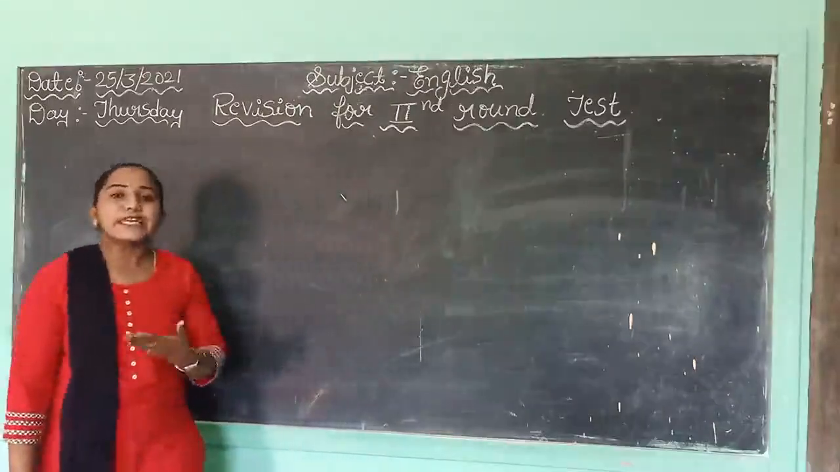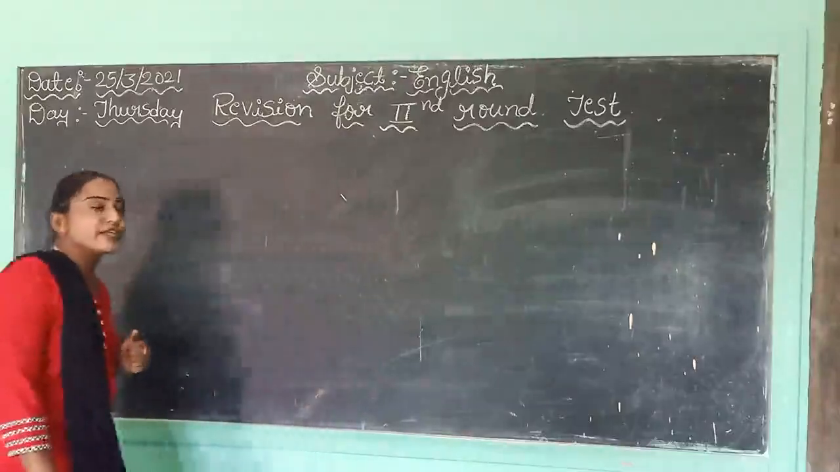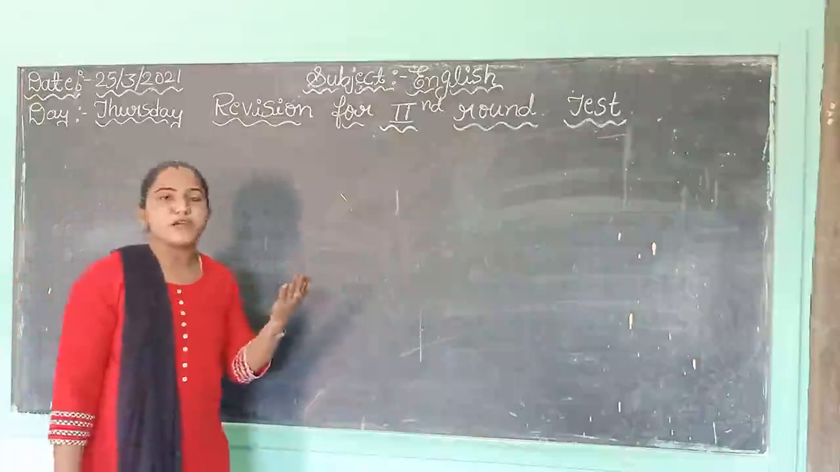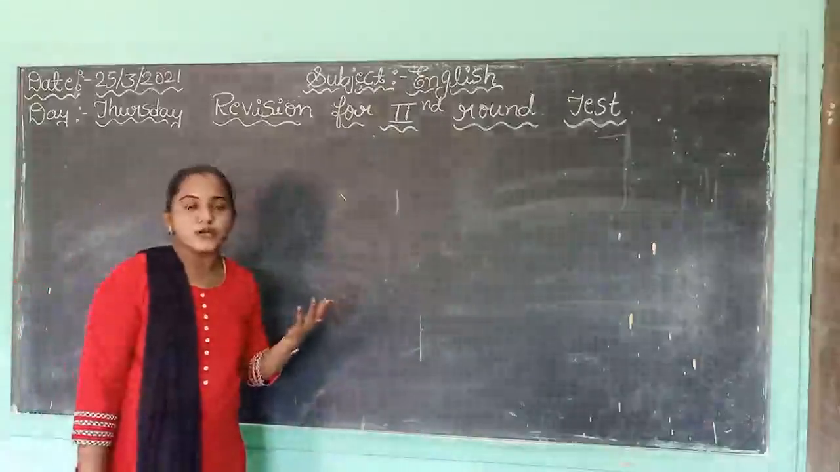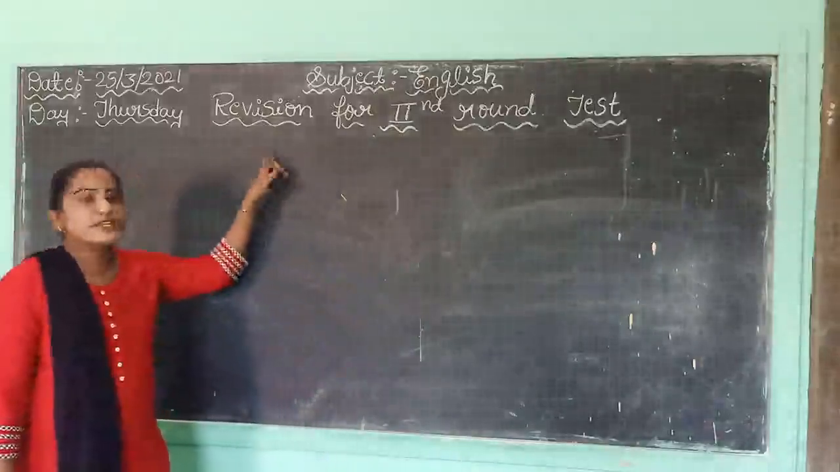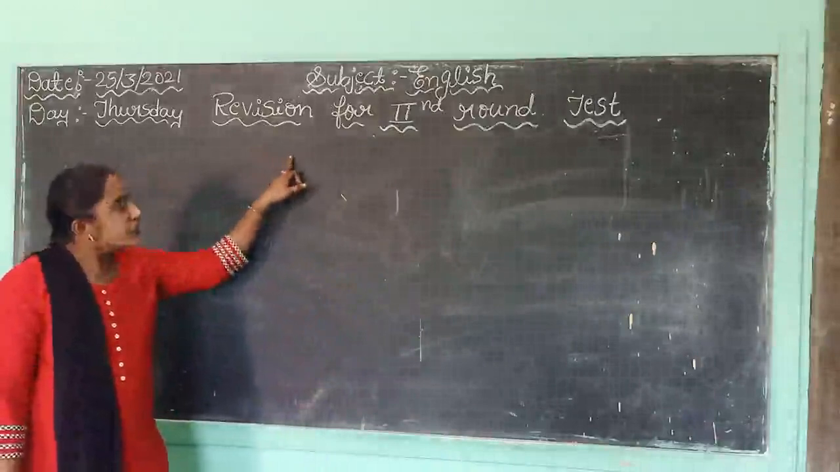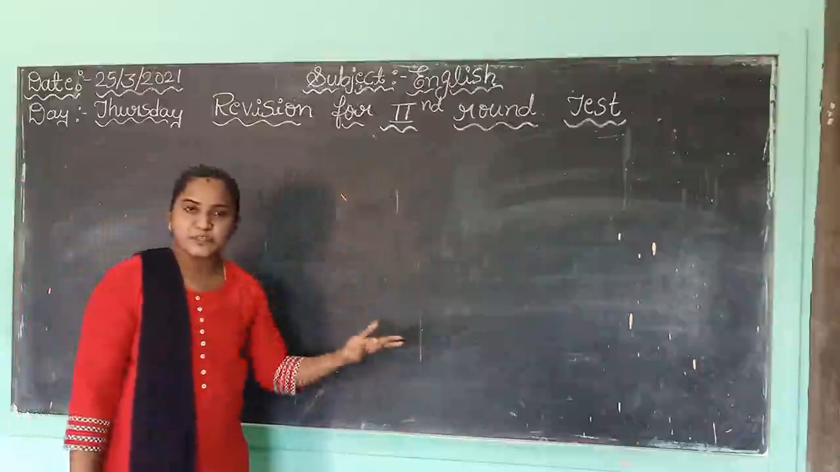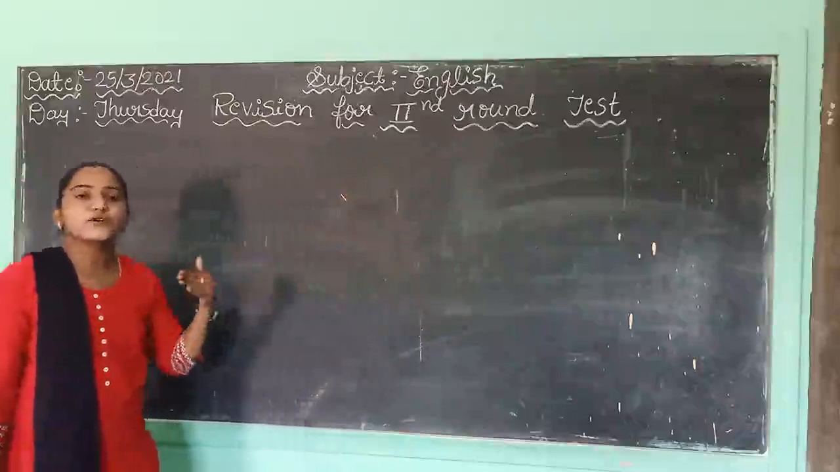First you open the English classwork. Put the direction, take a new page. In the previous page you have already written some mains, and you have to write the heading also. I have written it, children: this is revision for the second round test. This one heading you have to write on the previous page also. So let's go to the next.